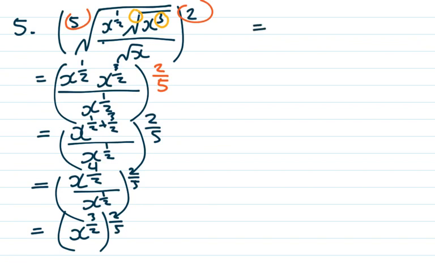Now I have a power of a power because I have x to the power of 3/2, all to the power of 2/5. When I have a power of a power, I can multiply. So I have 3 over 2 times 2 over 5, which equals x to the power of 6 over 10, which is equal to x to the power of 3 over 5.